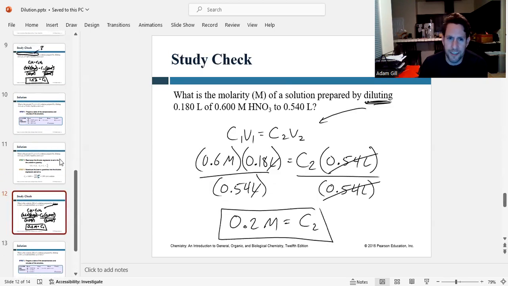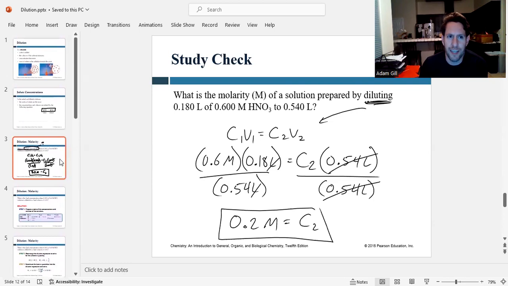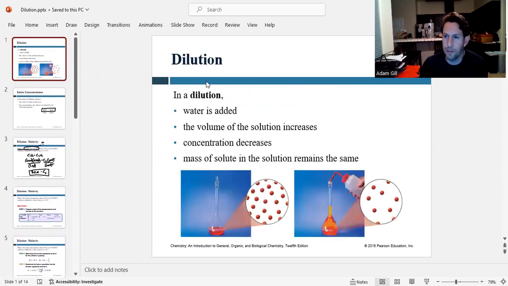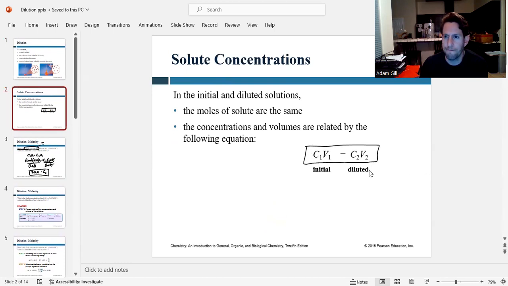So once again, anytime you're doing a dilution, you see the word dilute in the word problem, use this equation.